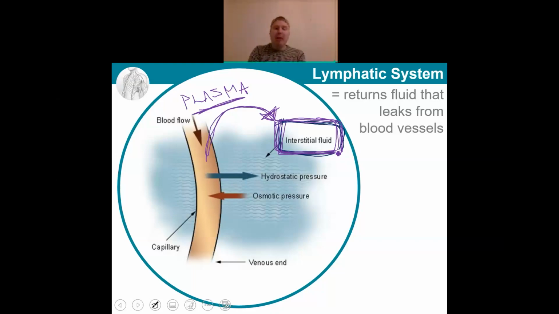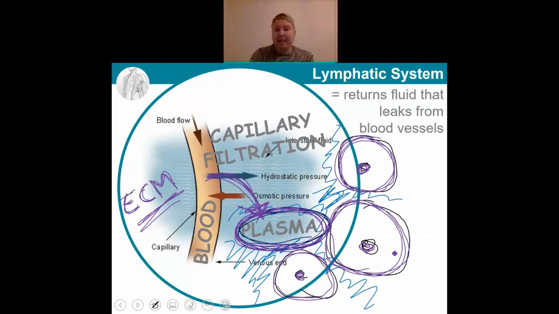So interstitial fluid is exactly the same in its composition as plasma. There's no differences, but we just use a different name because rather than being here, we're now here. So don't let that confuse you. It's the same stuff. Even if we look at its composition, if we look at what it's made of, it is exactly the same.